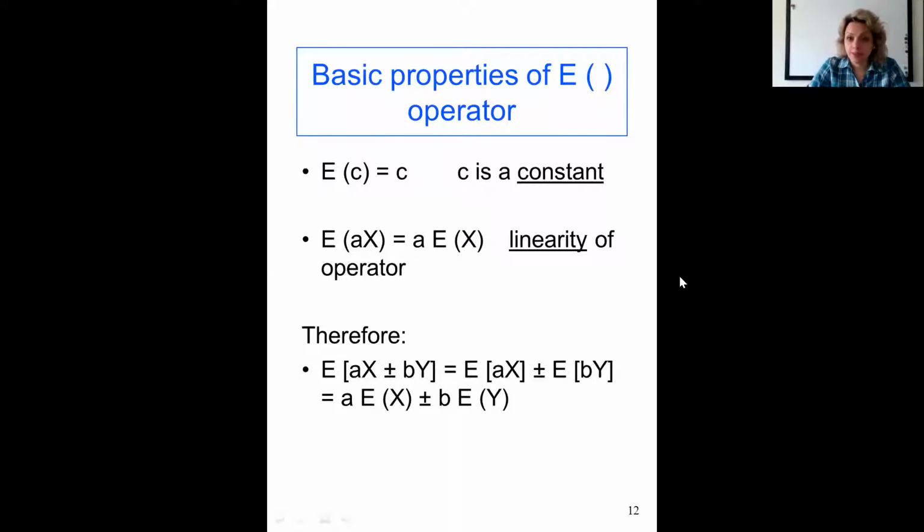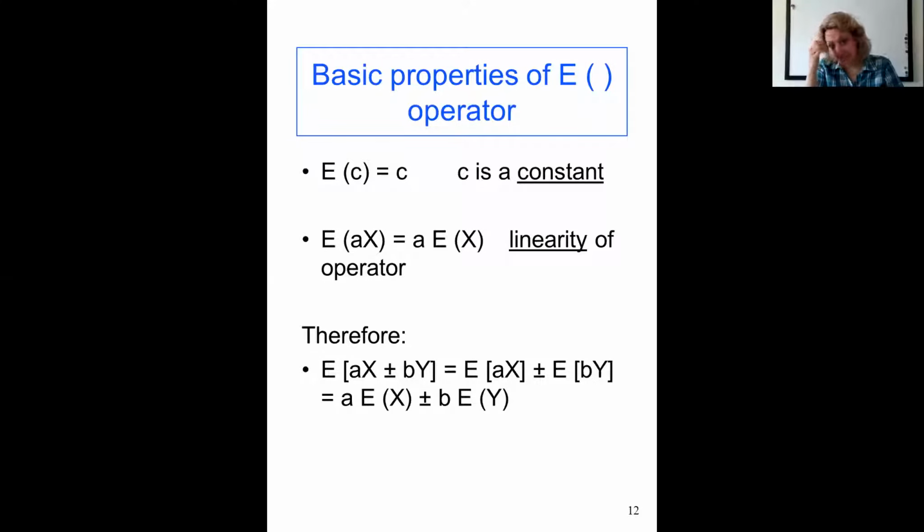We have some basic properties for the mean or expected value, E of X. We call E an operator. For example, if our X is a constant C, like a number, let's say 10 or 15, then the expected value of that constant is going to be that constant. The expected value of 10 is going to be 10, right?